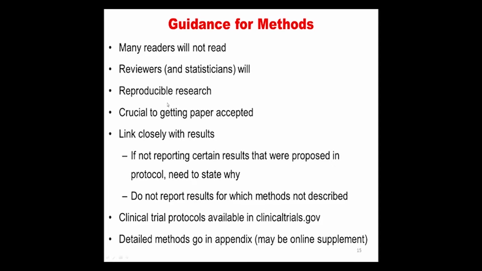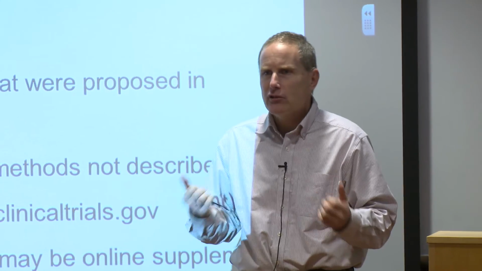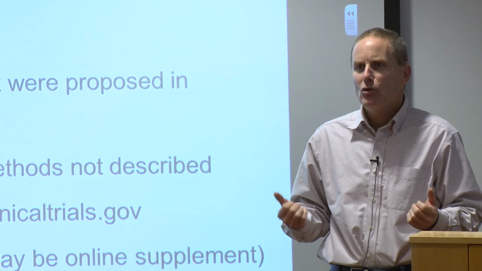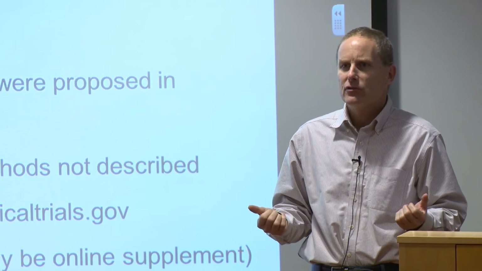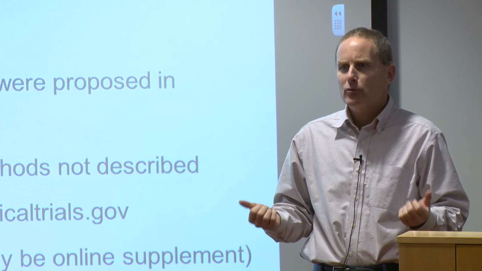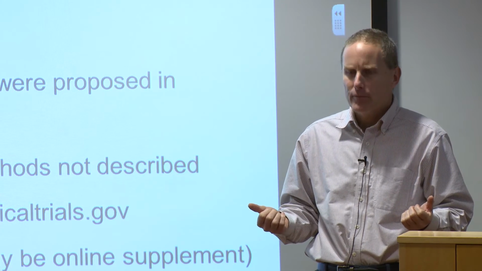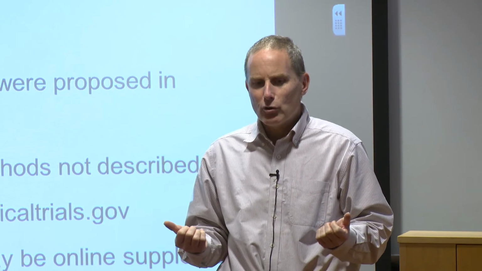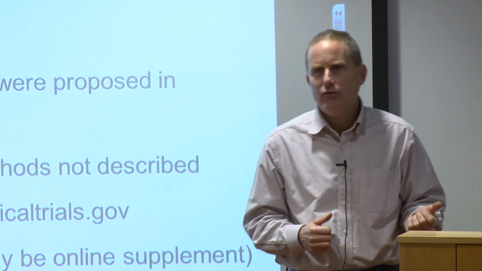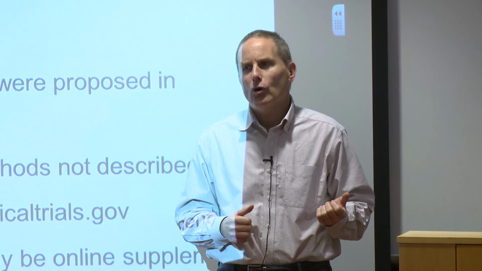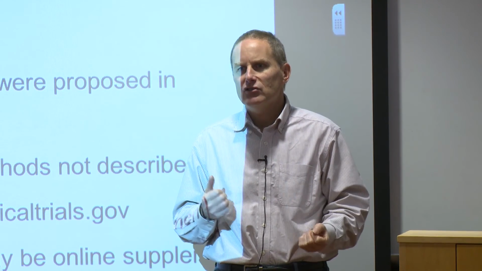You need to link it closely with the results. So if you have a protocol that specifies that you're going to do a whole bunch of things, and you end up not doing a lot of them, you don't need to include those things in the methods. They're in the protocol. Somebody can find your protocol. However, if you said you were going to do something in the protocol and you do something a little bit different, for a reason that's important, you should mention that in the methods.